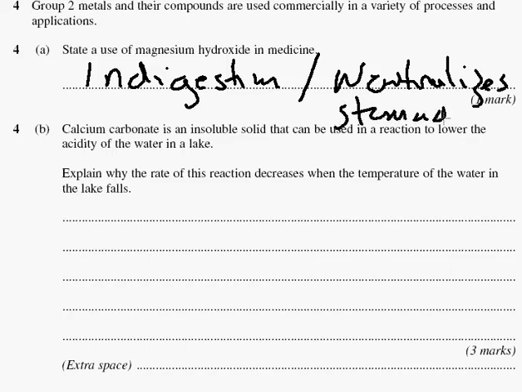Okay. And now we get onto something that's given to us in a quite complex way, but it's actually quite simple. Calcium carbonate is an insoluble solid that can be used in a reaction to lower the acidity of the water in a lake. Explain why the rate of this reaction decreases with the temperature when the temperature of the water in the lake falls. It's one of those questions where this is really irrelevant. And the real key terms here are rate of reaction and decreases with temp.